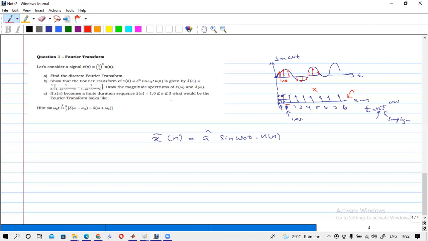Now we are asked to find X(omega), not X bar k. If you were asked to find X bar k, that would be the DFT. But here you are asked to find X(omega), so you are asked to find the Fourier transform of a discrete time signal, or DTFT. You are asked to find the DTFT, not the DFT. I think you can do it, it is not much difficult.